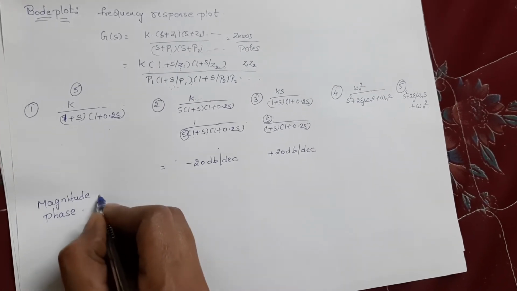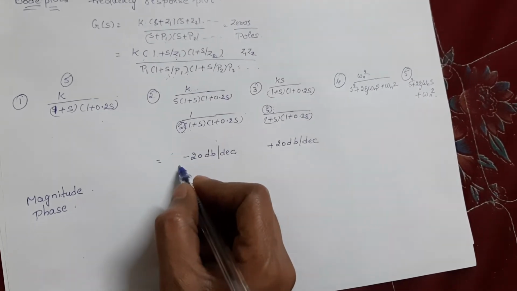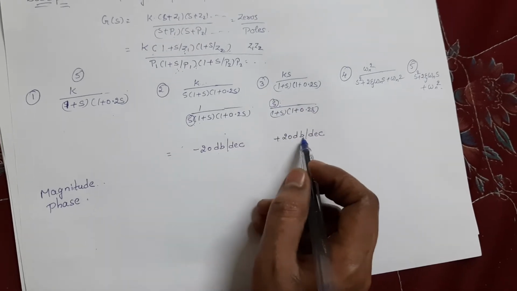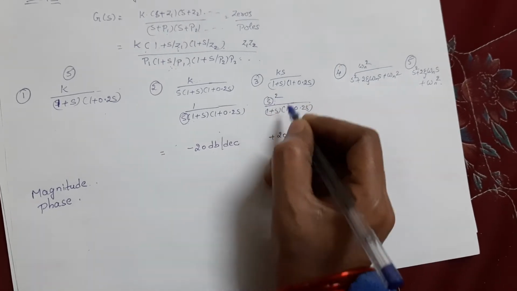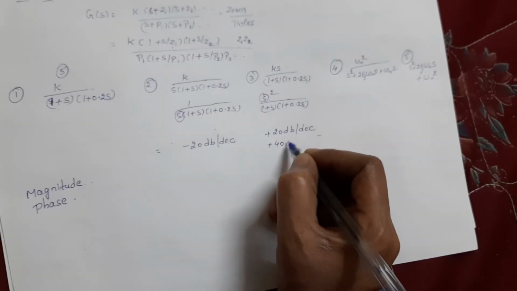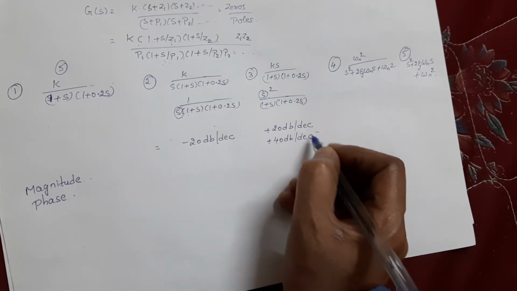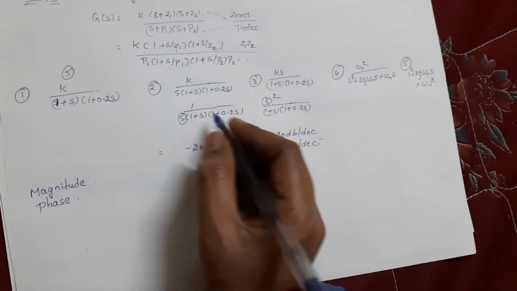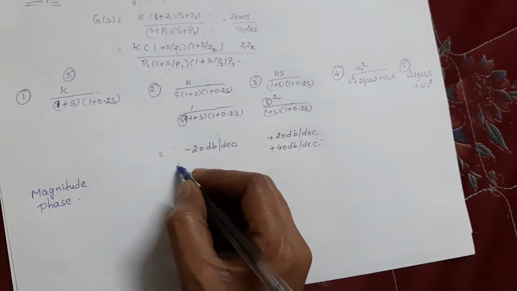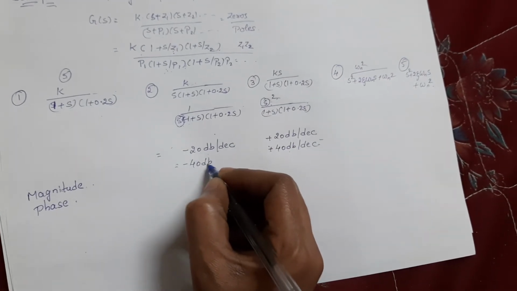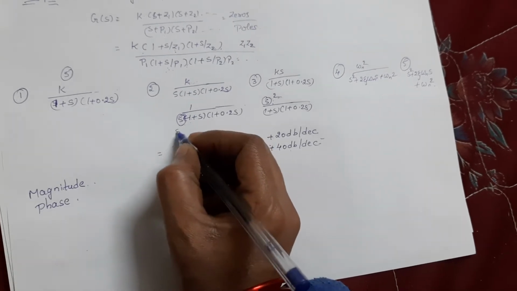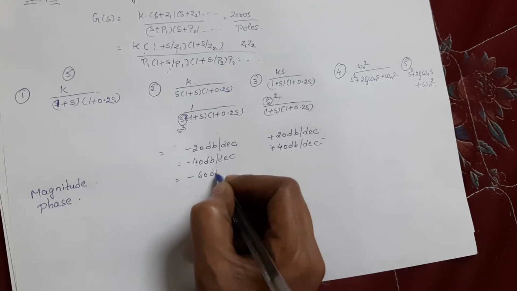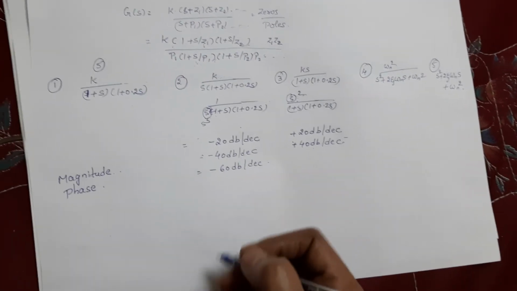So for magnitude, for a pole you consider minus 20 dB per decade, and for a zero you consider plus 20 dB per decade. If you have s square in the numerator, you should write it as 40 dB per decade, a multiple of 20. If it is s cube, 20 into 3, 60 dB. In the same way, if you have s square in the denominator, you should write minus 40 dB per decade, and if you have s cube, then you should multiply by minus 20, giving minus 60 dB per decade. Don't get confused at this point.